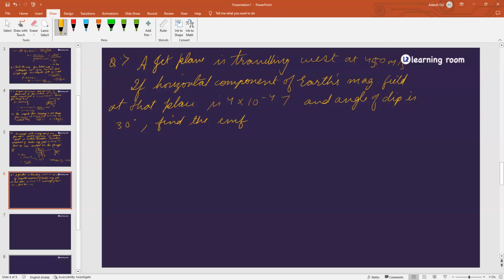You have to find the EMF induced between the ends of the wings, having a span of 30 meter. Let us solve this.